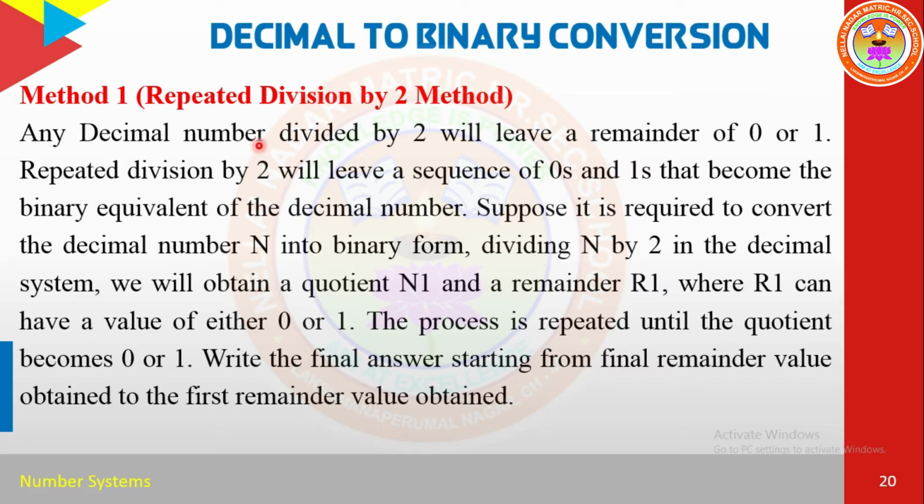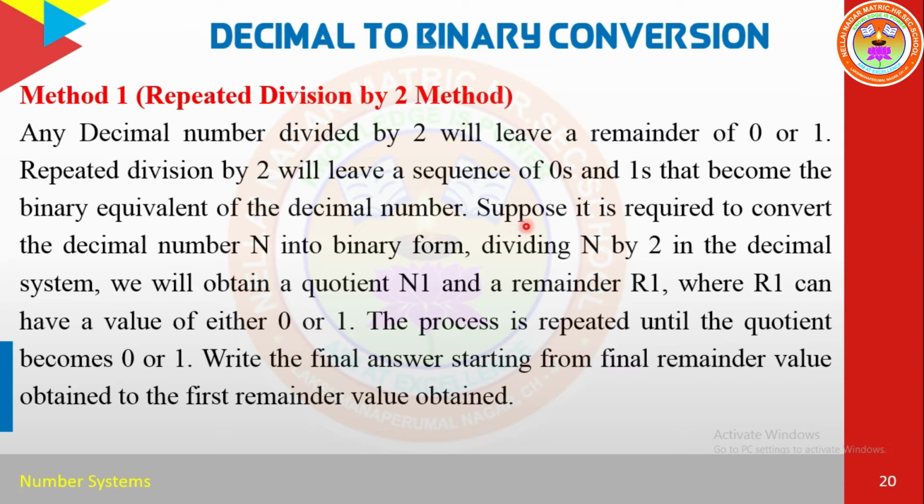So now we are going to the next topic. We are going to discuss decimal to binary conversion. How should a decimal number be converted into binary? What is the method? In number system we have two different methods for converting from decimal to binary. The first method is the repeated division by 2 method.